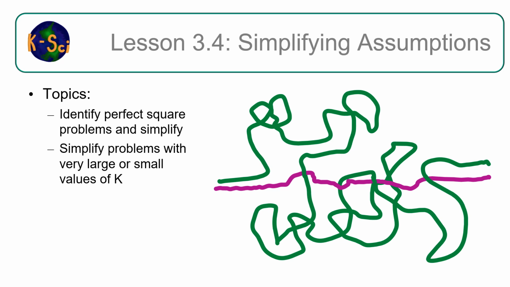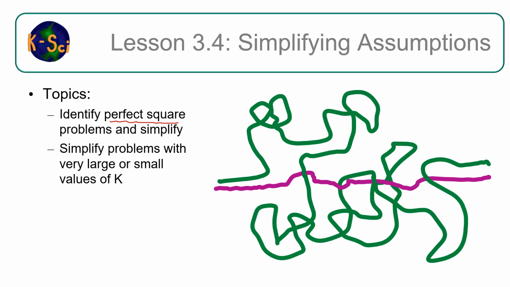Hello there. In this lesson, we're going to learn about simplifying assumptions that we can use to speed up the process of solving equilibrium constant problems. The first one we're going to look at is the perfect square. Those are when the constant has a square on the top and the bottom.